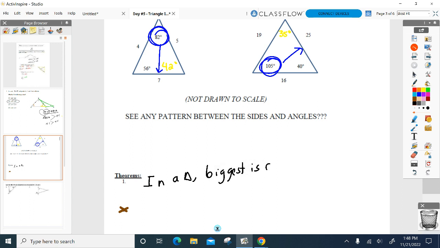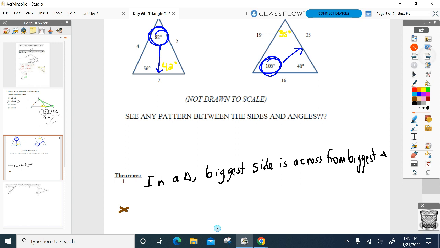is across from biggest angle. And guys, ladies, you could easily substitute in the word smallest here. Biggest, I did that again. Did the same thing last period. Biggest side is across from biggest angle. Largest, if you'd like. All good? So there's your second big fact of the day.